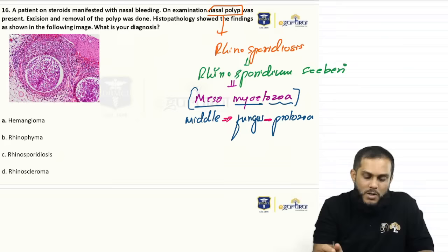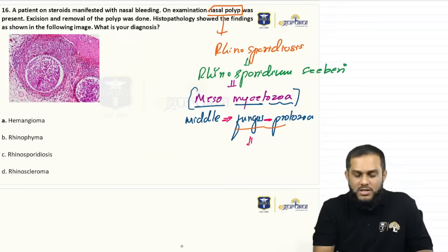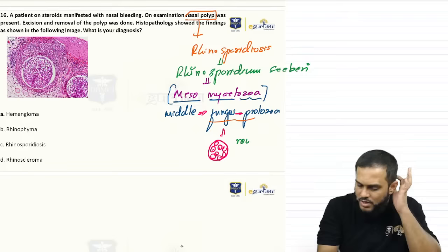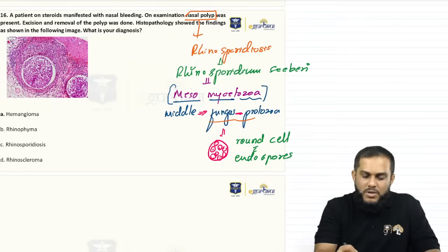And if you see this, what you see here is round cells with endospores inside. This is a picture of Rhinosporidium seeberi. Round cells with endospores inside. This complete picture is known as a sporule.